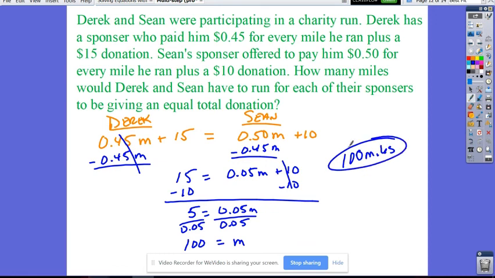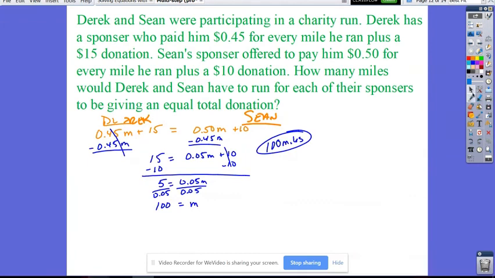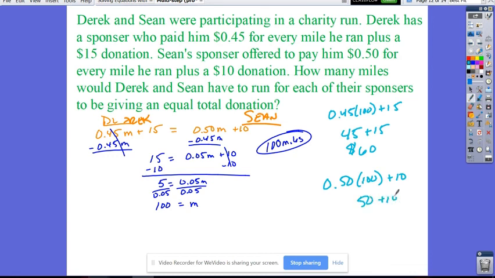You can always check this, right? By plugging into Desmos or by plugging into M, actually checking your work by doing the actual by hand calculation, right? 0.45 times 100 plus 15 is 100 times 45, move the decimal twice, 45 plus 15 for $60. And then for Sean, 0.50 times 100 plus 10, multiplied by 100, move the decimal twice, which is 50 plus 10, are also $60. So the 100 miles reflexive property, they end up paying the same amount. It's a lot of running. Hopefully they don't do it in one day.